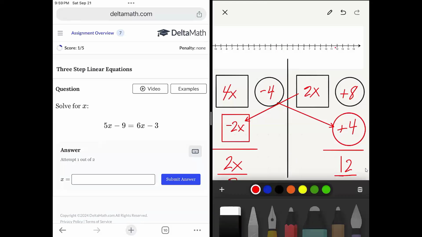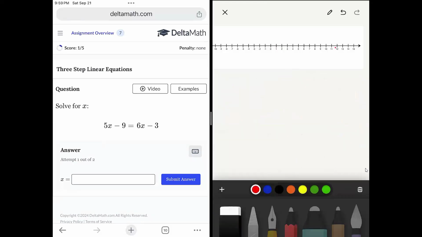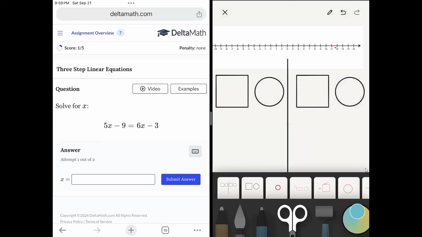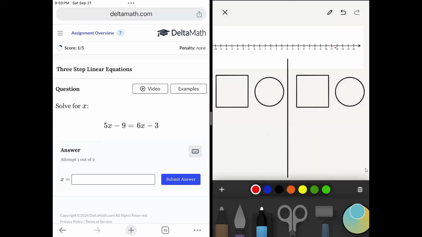So again, I'm going to get rid of this. I'm going to put my boxes and circles there, and now I'm ready to go. All right, the 5x goes in the box, the X box. The -9 goes in the circle. 6x goes in the X box on the right. The -3 goes in the circle.